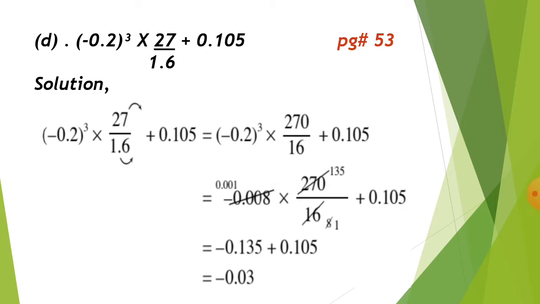D part is there. Minus 0.2 cube into 27 over 1.6 plus 0.105. So what we have to do, we are going to shift these decimal points at the end. But one thing you have noticed, in the numerator there is no decimal. Always remember, at the end of every number there is a decimal, but we are not going to write that.